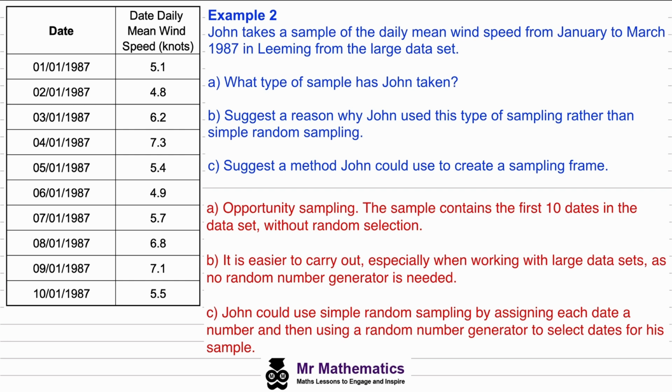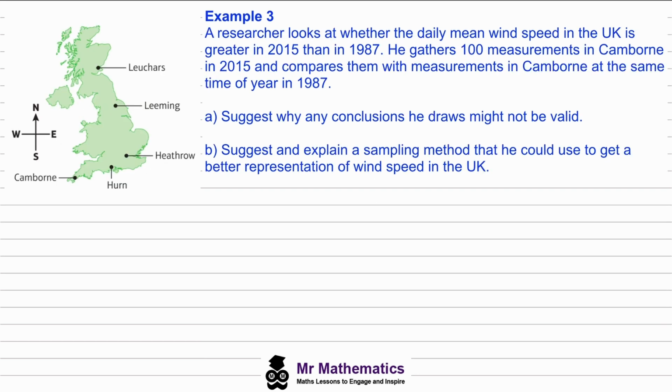So this question was about the different sampling techniques and when to use one over the other. Let's try a different example. So in example 3, we're told that a researcher looks at whether the daily mean wind speed in the UK is greater in 2015 than in 1987. He gathers 100 measurements in Camborne in 2015 and compares them with the measurements in Camborne at the same time of the year in 1987.